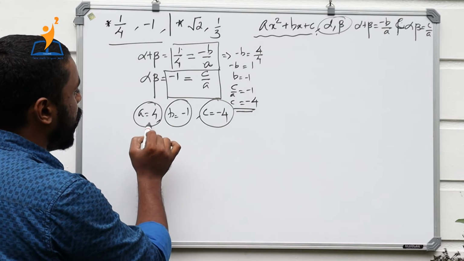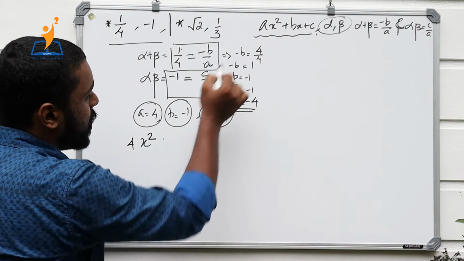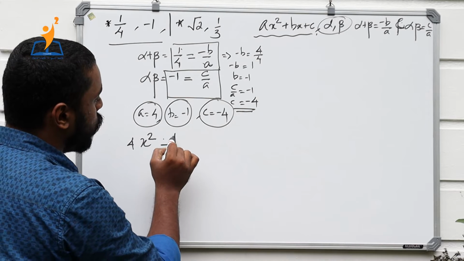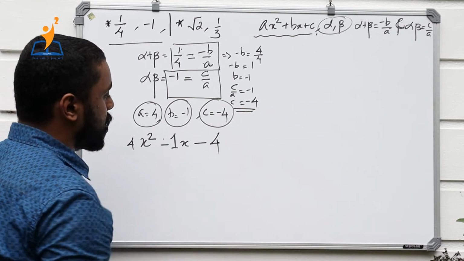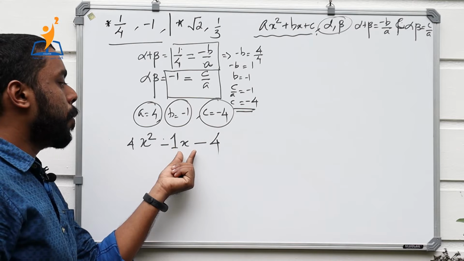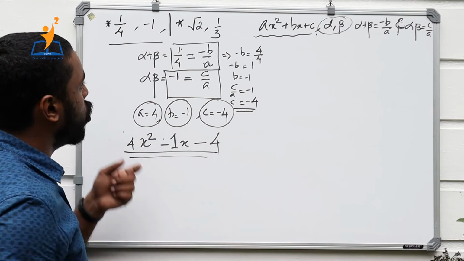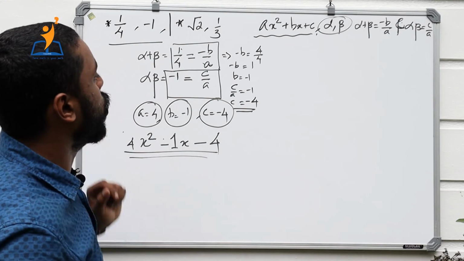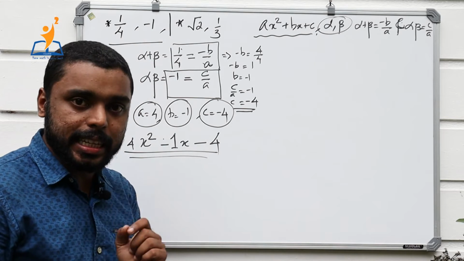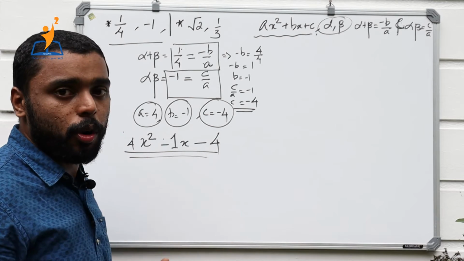Just check. When a is equal to 4, we have 4x square. When b is equal to -1, we have minus 1 into x, plus c, which is -4. So 4x square minus x minus 4 will be one quadratic polynomial whose sum of zeros is equal to 1/4 and product of zeros is equal to -1. Is it clear? Similarly, we can generate lots and lots of quadratic polynomials like this.